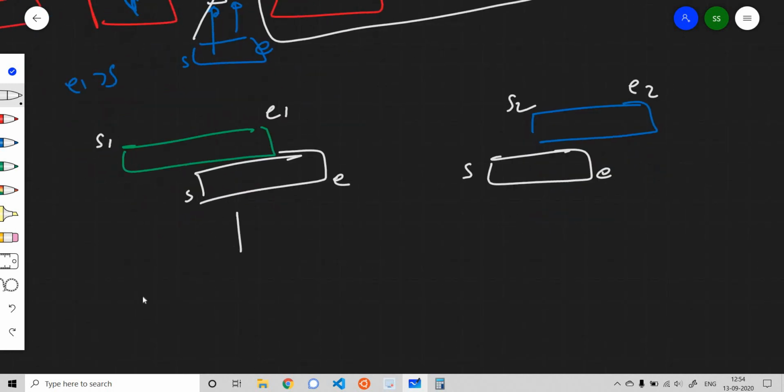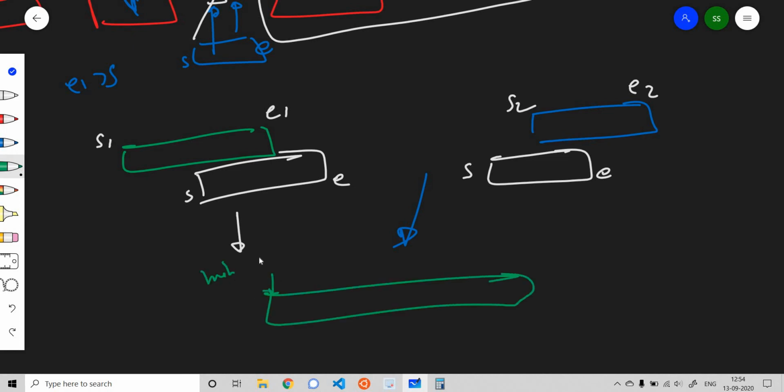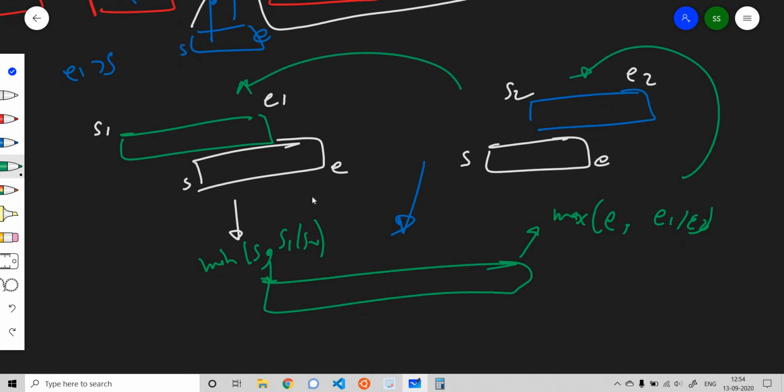So in both of the cases, if we merge these two intervals, we will be having a new interval in which the starting point would be the minimum of S and S1 or S2, and the ending point would be the maximum of E or E1 or E2, according to the case which we are considering.